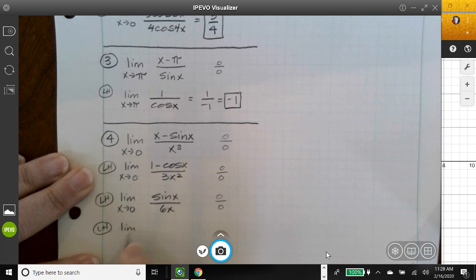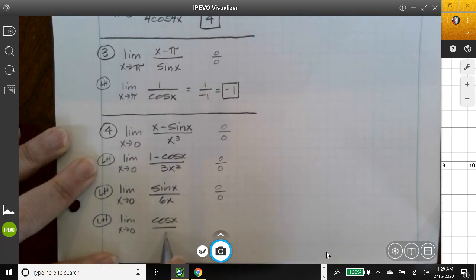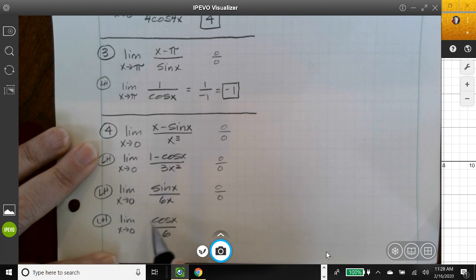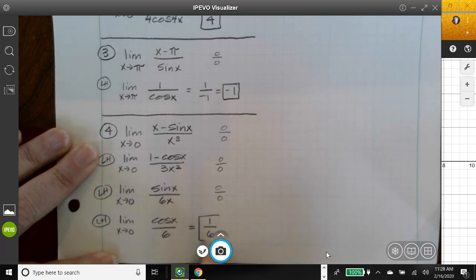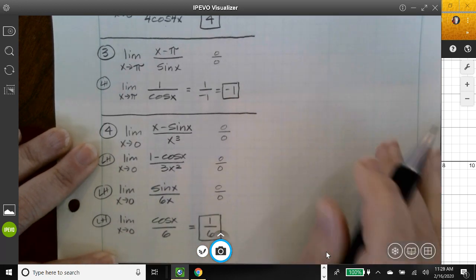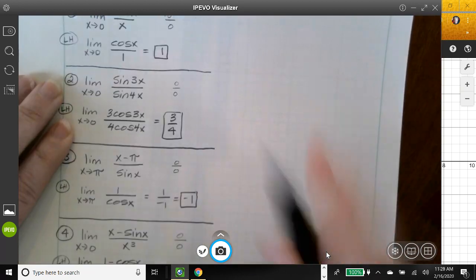The limit as x approaches 0 of, what was the derivative of sine? Well, it happens to be cosine. And then the derivative of 6x is 6. And now I know I am no longer going to have an indeterminate form. So let's see what happens when I plug in 0. Using direct substitution, I get 1/6. So that limit is 1/6. All right, moving along.